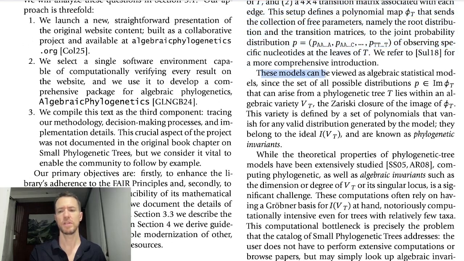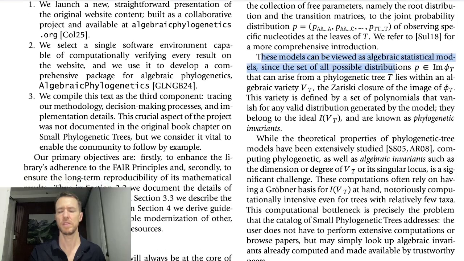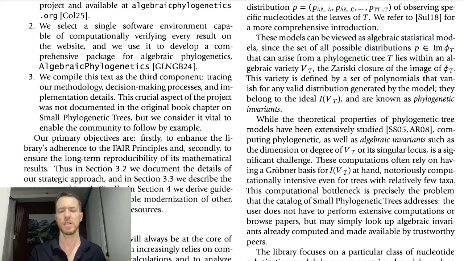These models can be viewed as algebraic statistical models, since the set of all possible distributions P in the image of phi sub T that can arise from a phylogenetic tree lies within an algebraic variety V sub T, the Zariski closure of the image of phi sub T. This variety is defined by a set of polynomials that vanish for any valid distribution generated by the model. They belong to the ideal of V sub T and are known as phylogenetic invariants.